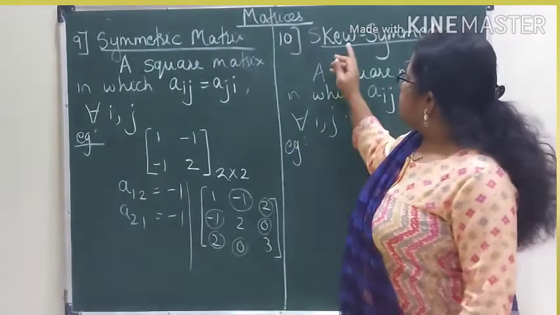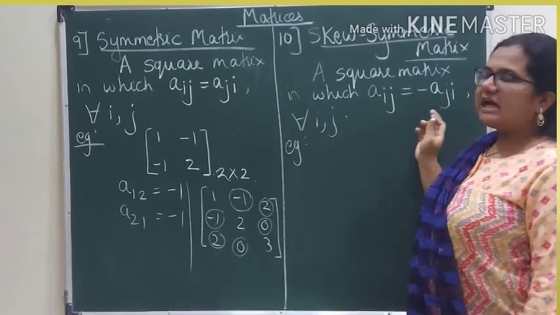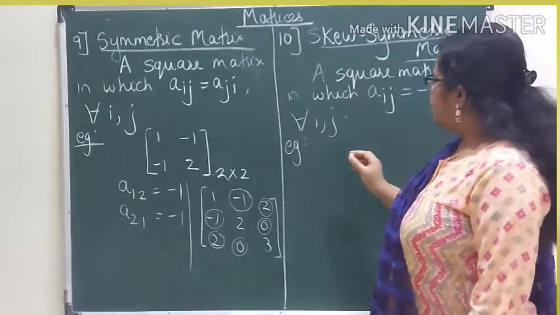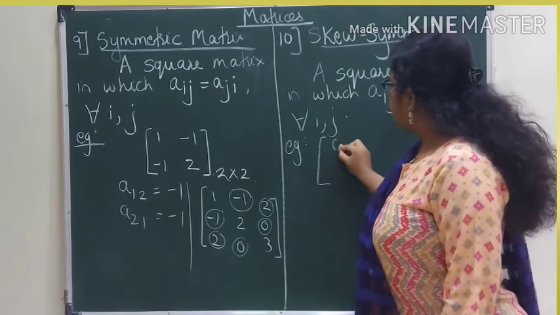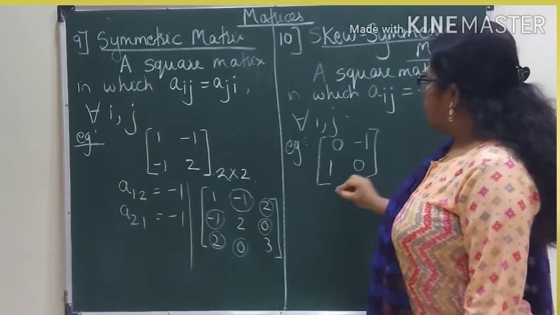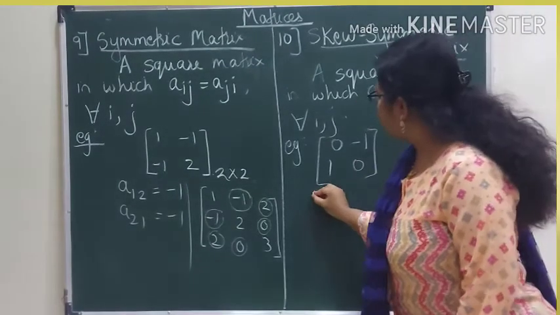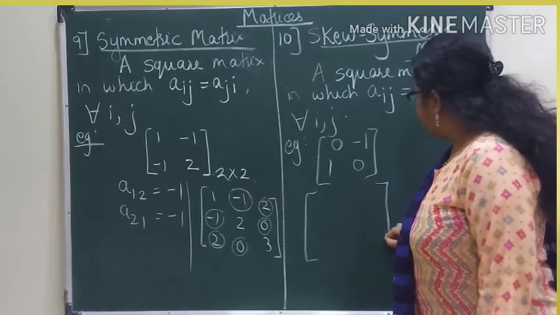Now, skew symmetric matrix. I told you, if you interchange the row and column, the sign of the value should change. So see my example. If this is minus 1, this will be 1. This becomes an example of a skew symmetric matrix. We will take order 3 also.